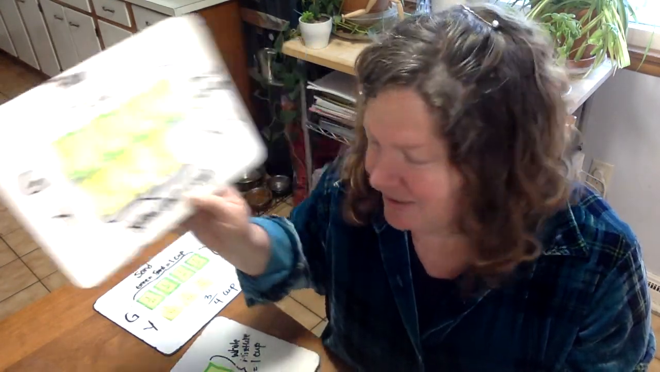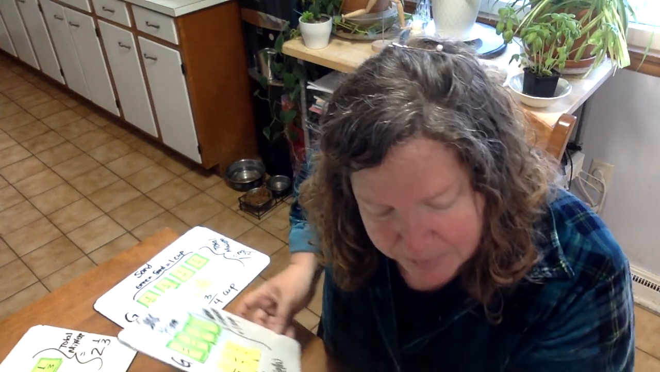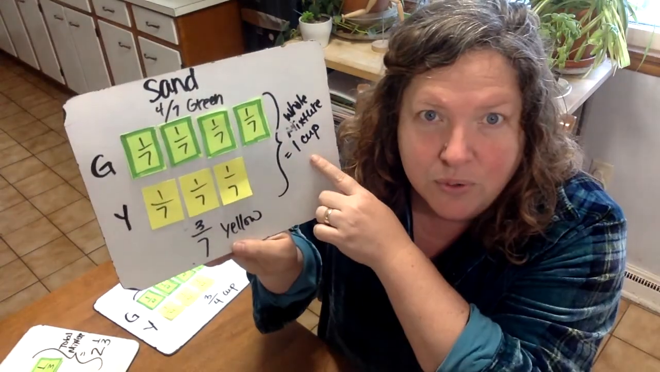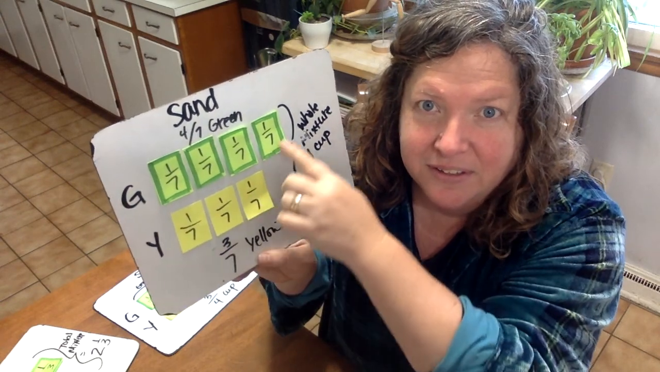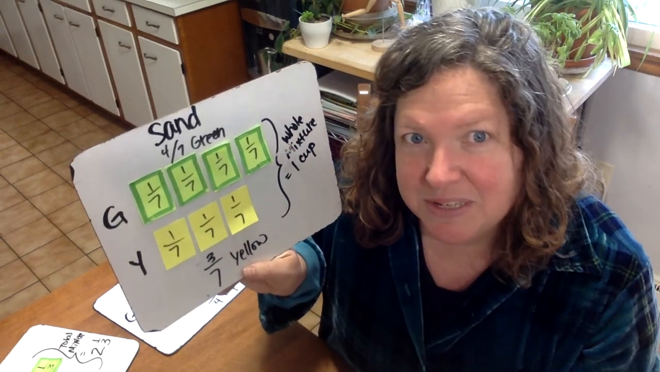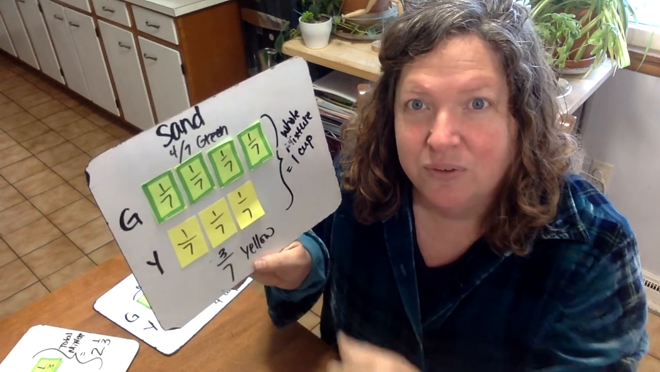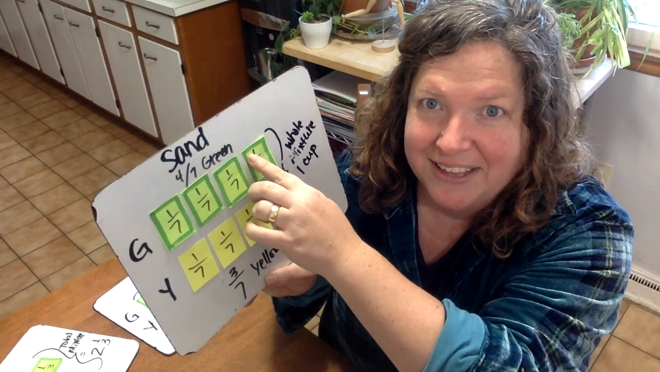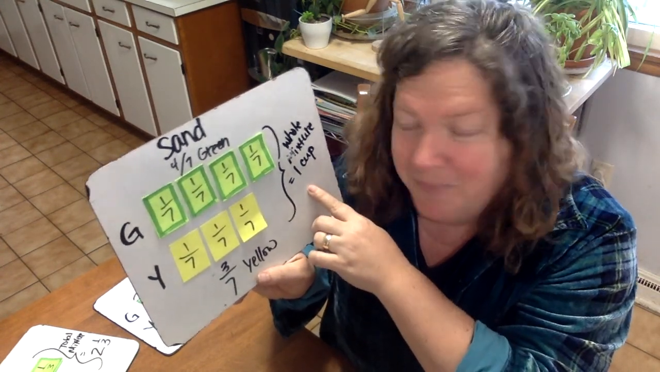1 1/3 times. What about the total amount of mixture is blank times the amount of green sand? The total amount of mixture is 7. How many times is it bigger? Well, the green sand is 4/7 times of the whole mixture.